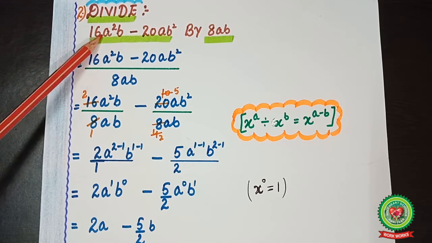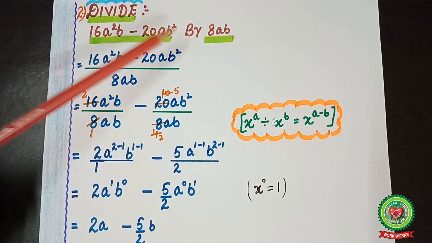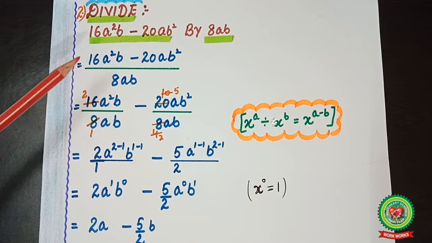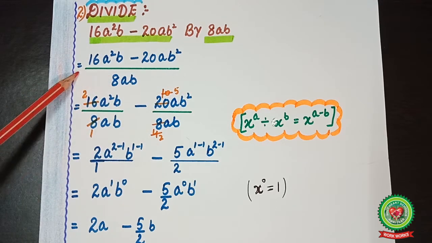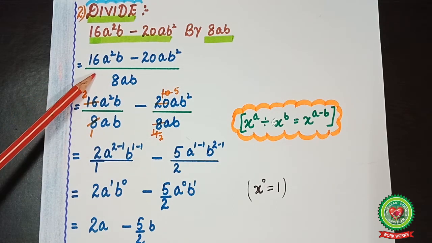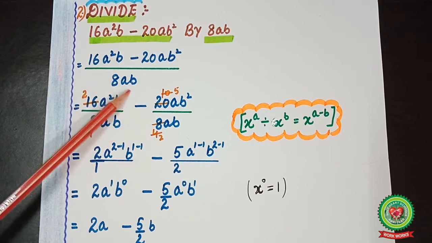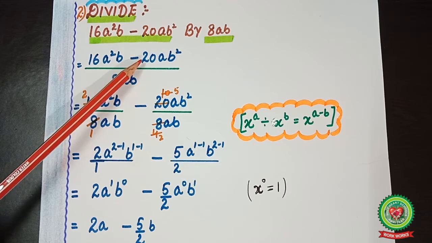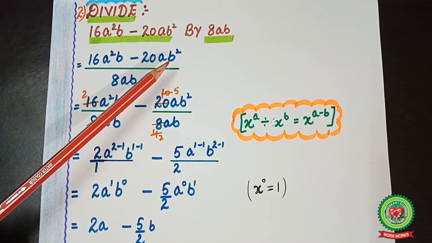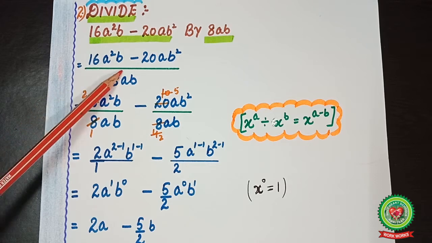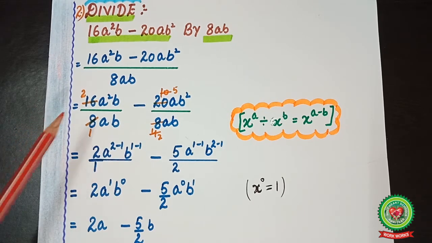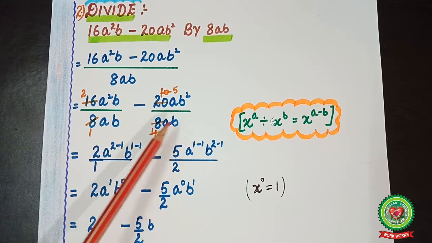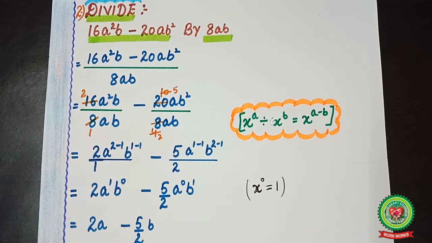So you have to write the binomial first in the numerator, please. Bar means divide, and in the denominator you have to write 8ab. Now what does this green line, that is the division sign, mean? It means that 8ab is dividing 16a square b, and at the same time, it is dividing minus 20ab square. So we have to separate them like this: 16a square b upon 8ab minus 20ab square upon 8ab, right?